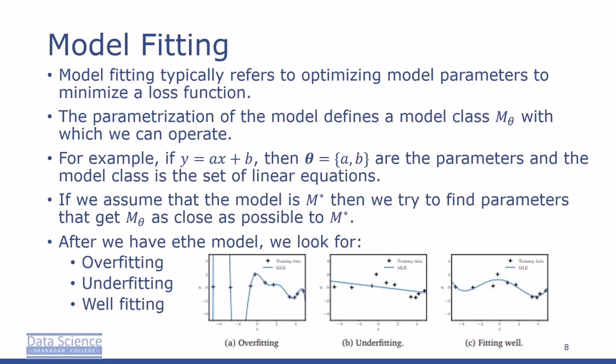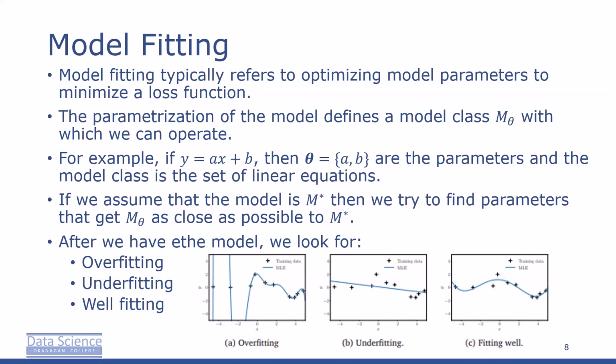When we talk about fitting, we typically mean optimizing model parameters so that they minimize some loss function. The parameterization of a model defines a model class with theta with which we can operate. For example, in a linear regression setting, we may define the relationship between inputs x and noise-free observations y to be y equals ax plus b, where theta is the set a, b of model parameters. In this case, the model parameters theta describe a family of straight line functions with slope a and intercept b.